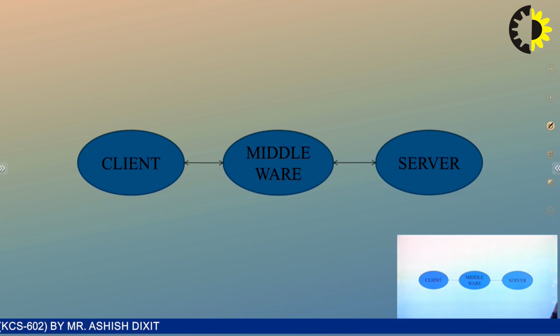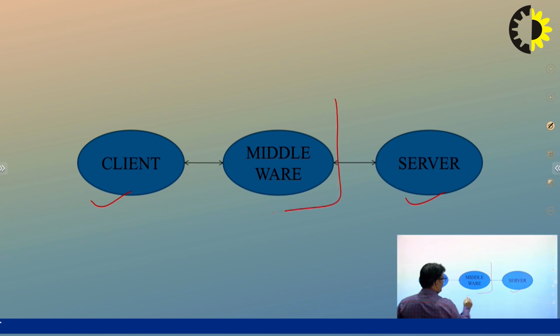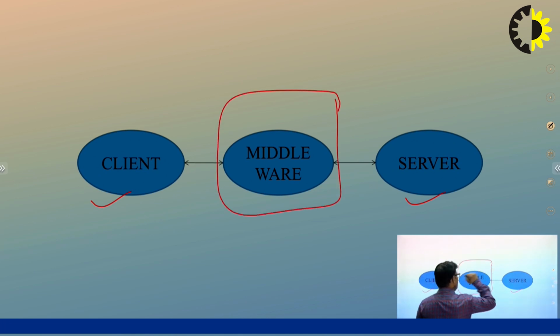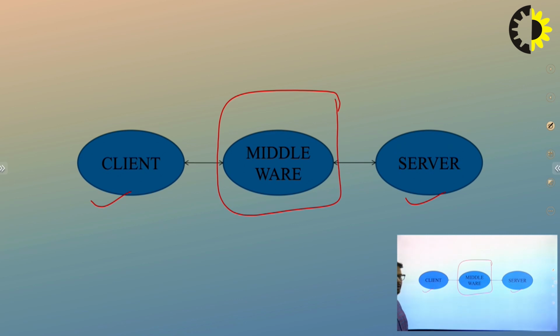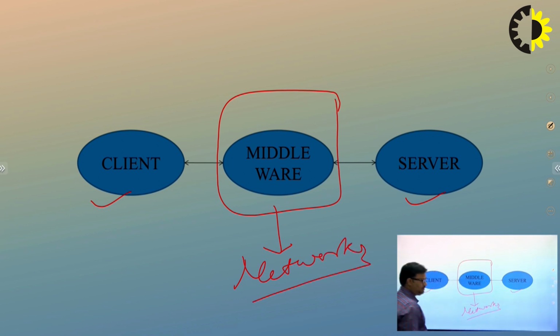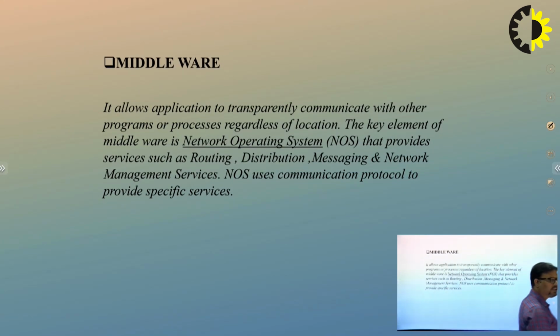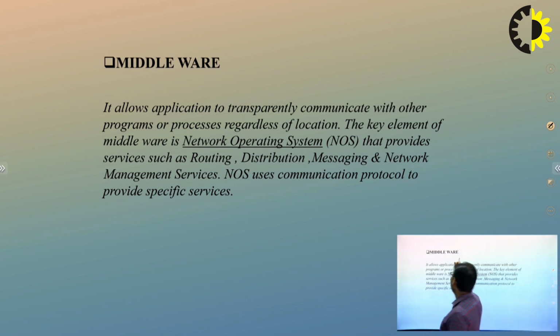Next, here this is the process: this is the client and this is the server. This works through the middleware, in the form of something like a network. So this process is called the middleware.